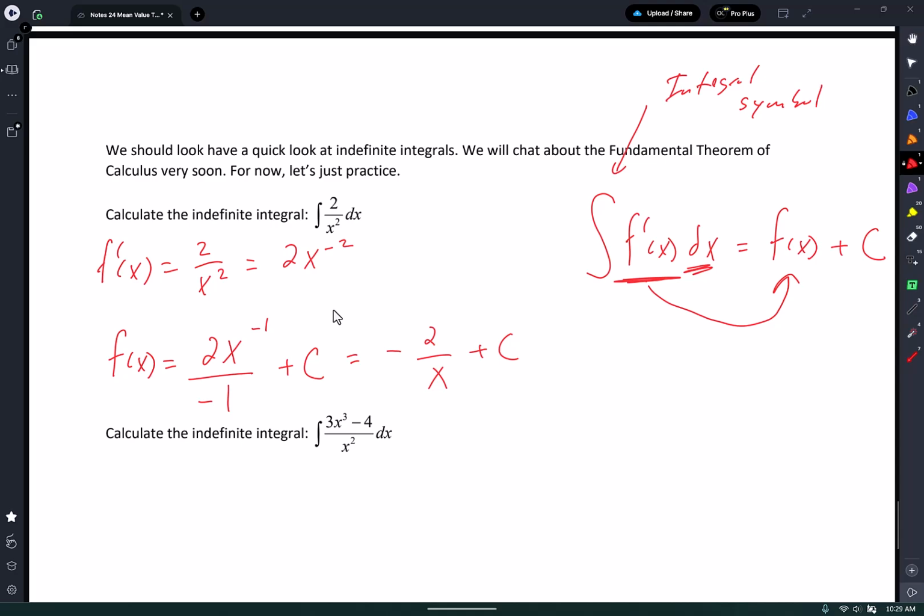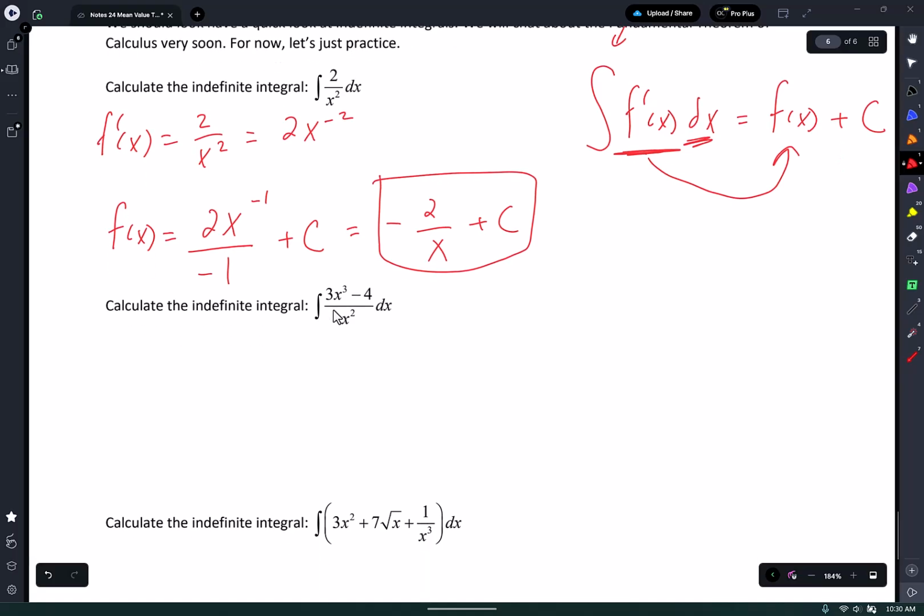Are we okay, guys? So that means that it's our original function. This is my antiderivative. This is my derivative, and I have to go backwards. f of x is my original, and if I take a derivative, I better get 2 over x squared. And you do. Are we okay with that, guys? All right, so what about this one?